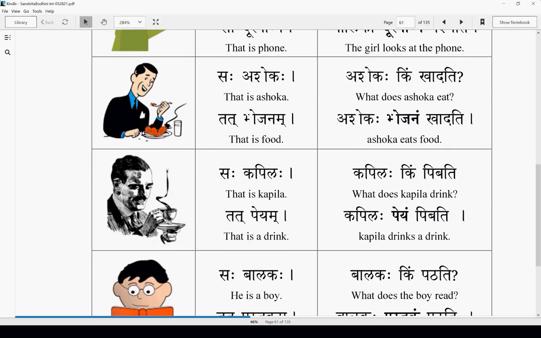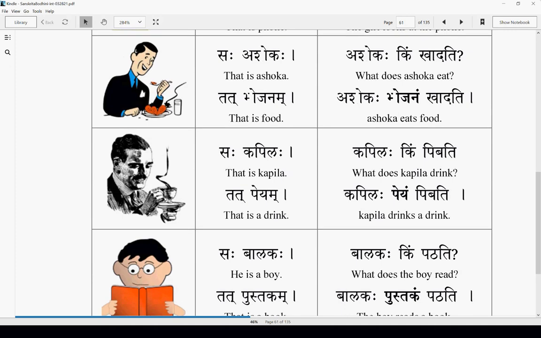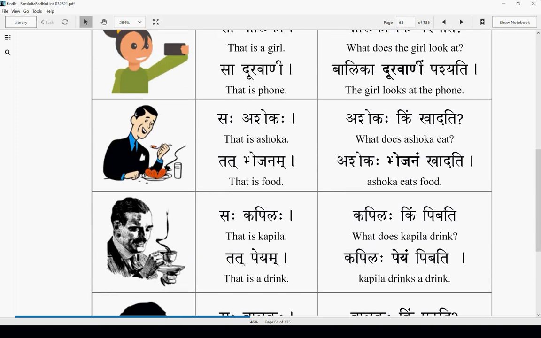So I have a few more examples here, like Saha Ashokaha. Somebody can quickly read. Just read these, and I'll go back to the other slide. Anybody? Anita, you want to read? Saha Ashokaha tat bhojanam. Ashokaha kim khadati. Ashokaha bhojanam khadati.